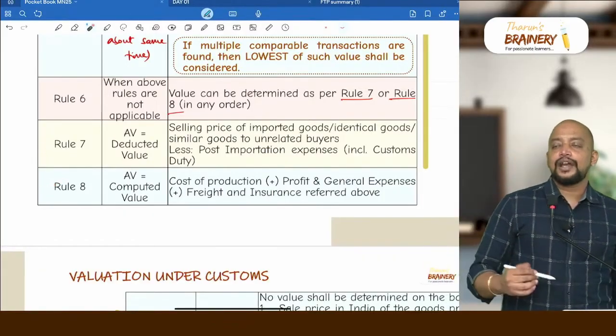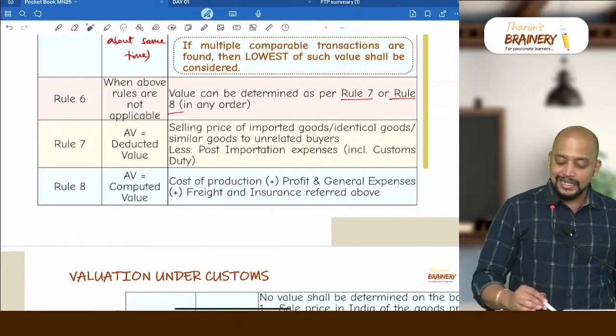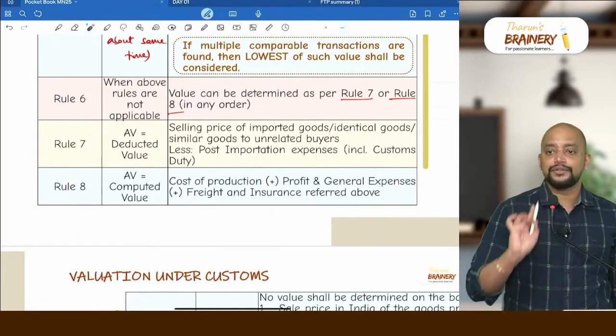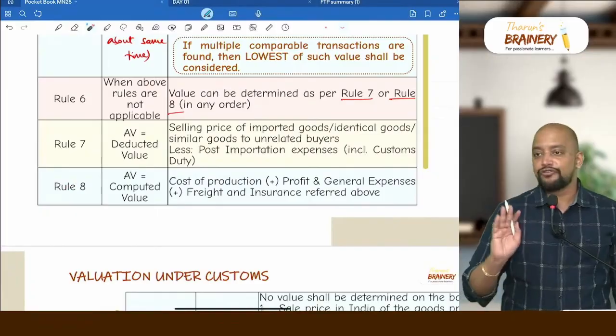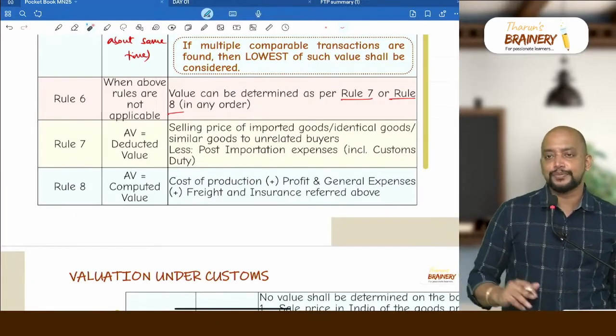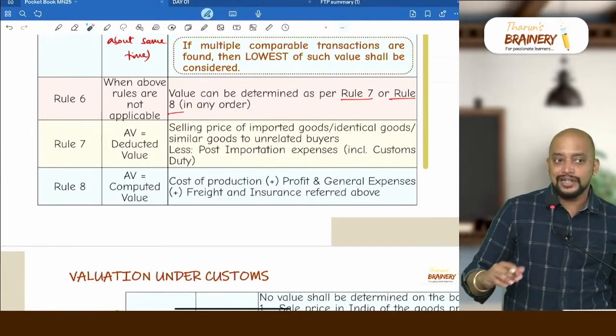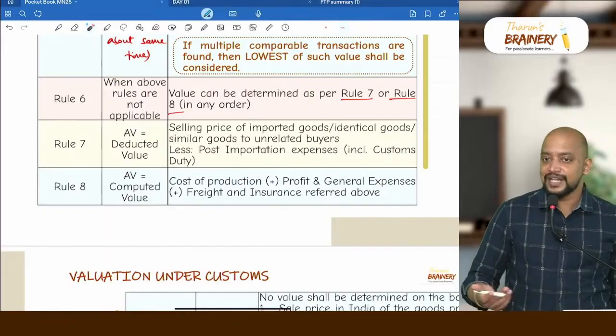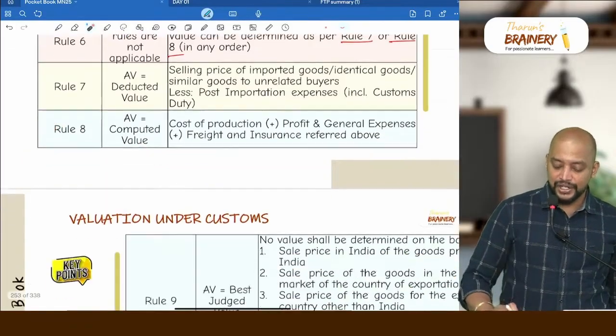And this time, my intuition is telling me that either deductive value or computed value, one question will be asked. For 4 marks there is a chance out of these two, because for a long time they have not touched it, and they have been regularly asking questions on valuation. Out of these two, any one question is possible.